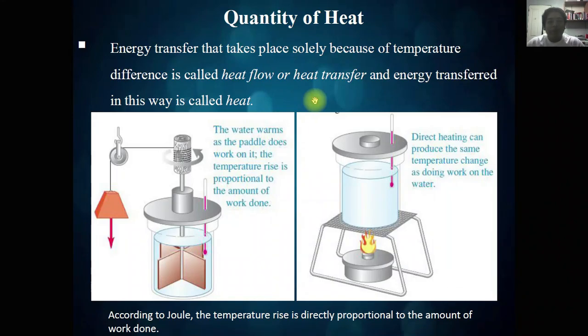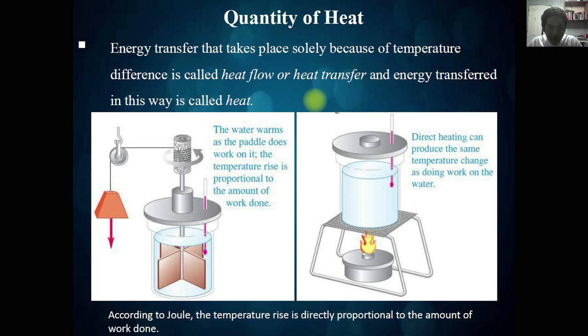Hi, so for today we're going to continue our discussion all about thermal physics, but we will be dealing now with the quantities of heat. So energy transfer that takes place solely because of temperature difference, that is a temperature difference between two bodies, is called the heat flow or the heat transfer. And energy transferred in this way is what we call the heat. And again, from our previous video, we said that heat flows from the high temperature to low temperature.